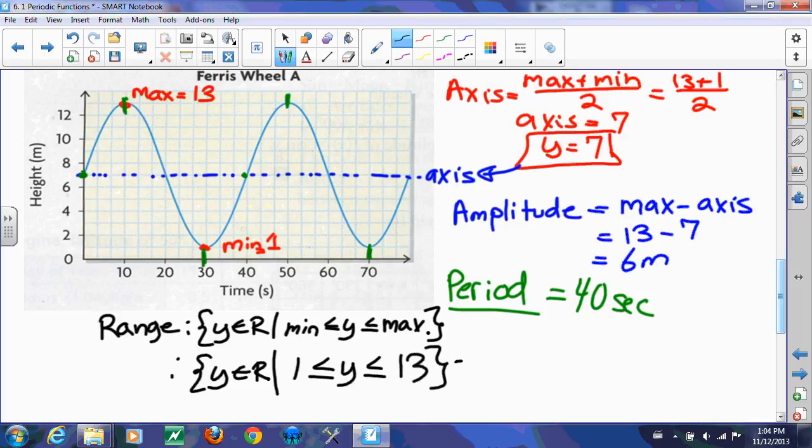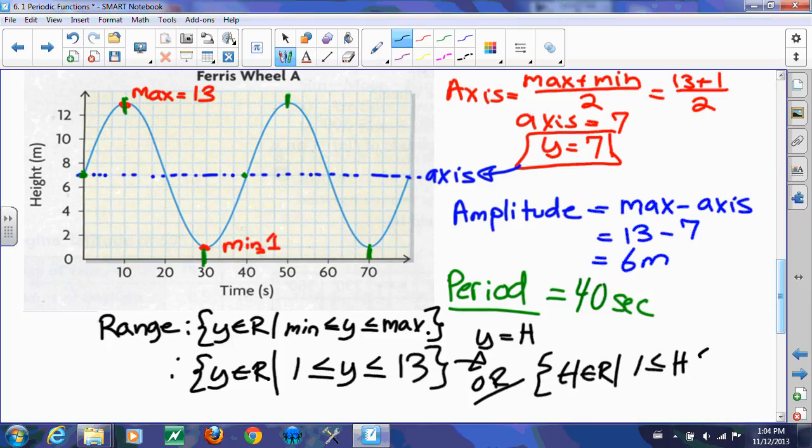You may also notice that in this example the y equals the height, so you could use it. You could also see it written in your textbook as height belongs to a set of real numbers such that 1 is less than or equal to the height, less than or equal to 13. But I'll accept either, y or height. Make sure that looks like an h.